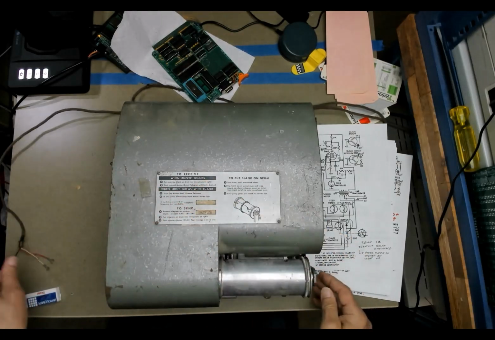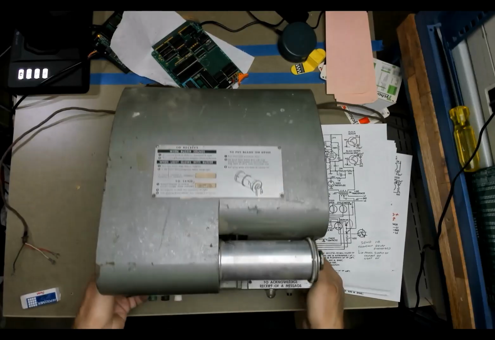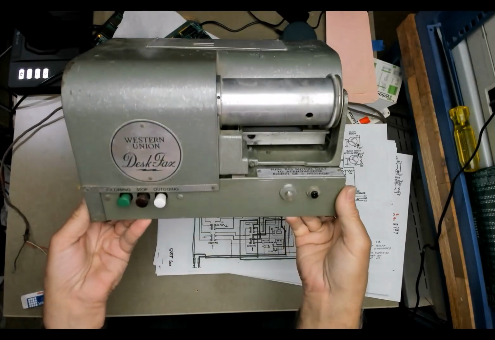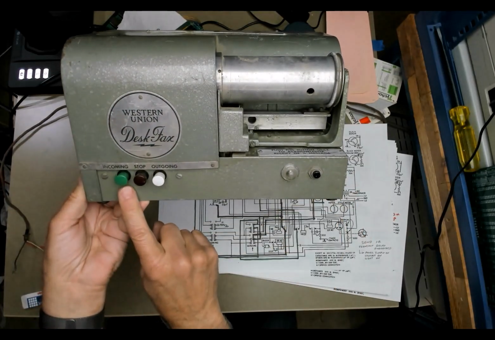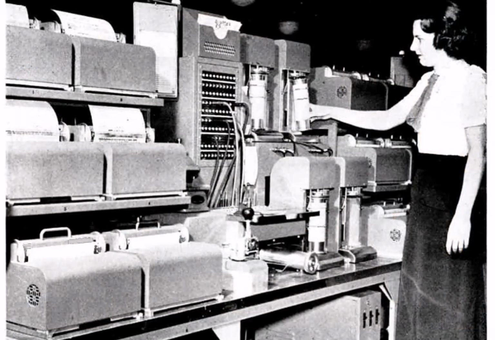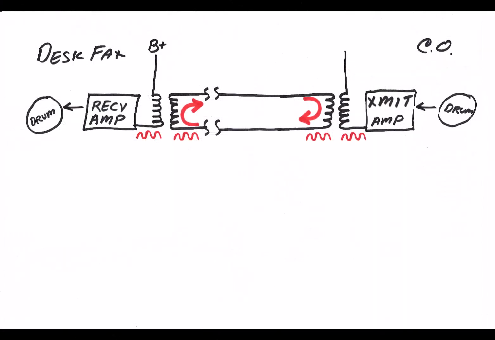In practice, this unit was plugged into the subscriber line, and the operator selects the function by pressing the incoming or outgoing buttons. At the central office, the line terminated with a patch cord, and the central office operator will physically connect that subscriber loop to either a recorder when a fax is incoming or to a transmitter when a fax is being sent to the client. Now that's all I'm going to get into on the data transfer for this video.